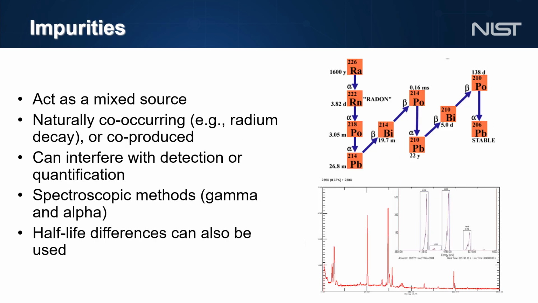Radioactive impurities, whether occurring naturally or arising from production, present a particular challenge and can interfere with detection or quantification. Using spectroscopic methods such as gamma ray or alpha particle spectrometry can be useful for identification. For some radionuclides, half-life differences can be leveraged over time. For example, letting an impurity die out and then decay correcting back to a starting reference time.